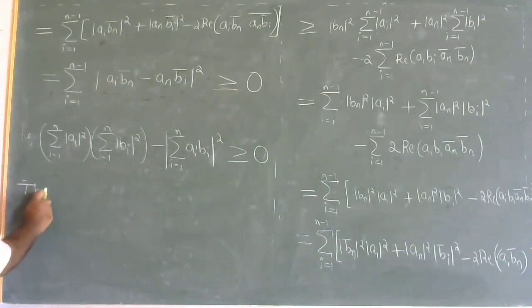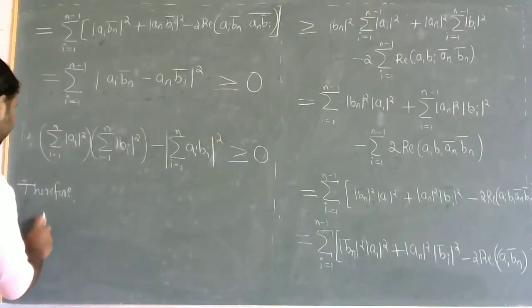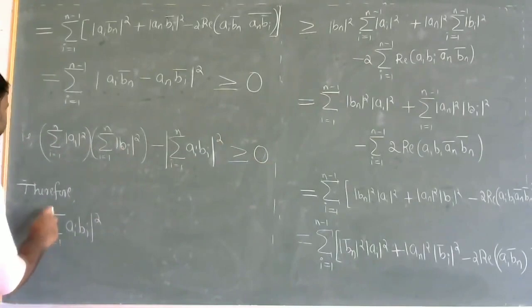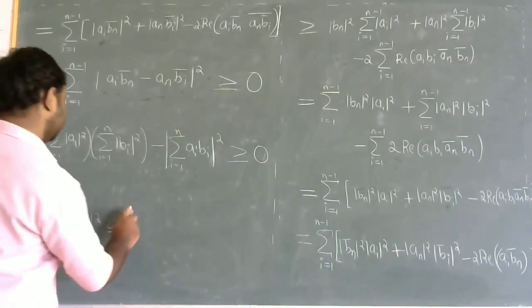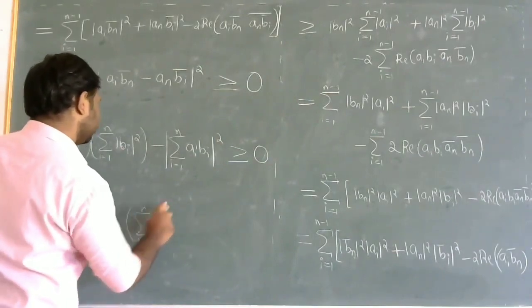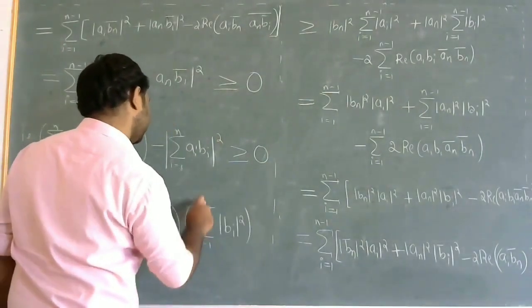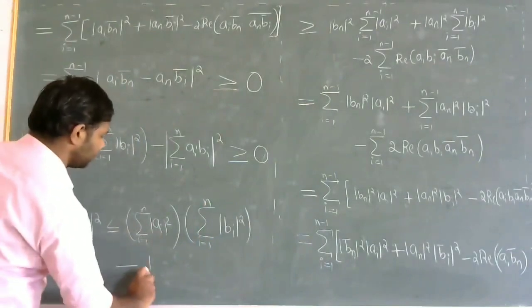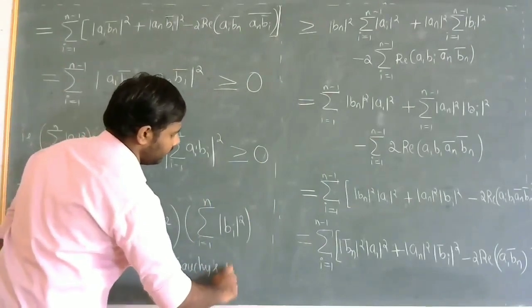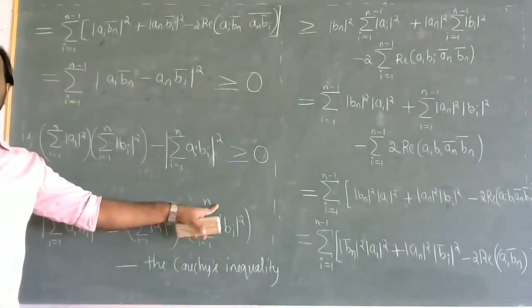Therefore, take this to the right. So what I'll get, modulus of summation ai bi whole square, i running from 1 to n, will be less than or equal to summation modulus of ai square, i running from 1 to n, into summation modulus of bi square, i running from 1 to n, which is nothing but the required Cauchy's inequality, Cauchy's inequality for the natural number n.